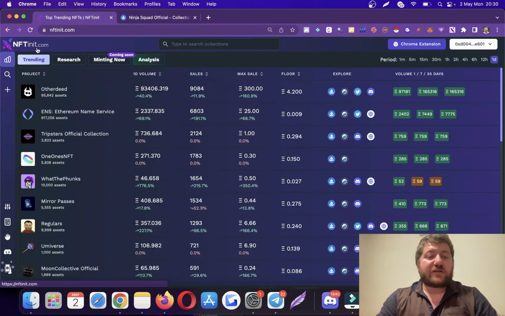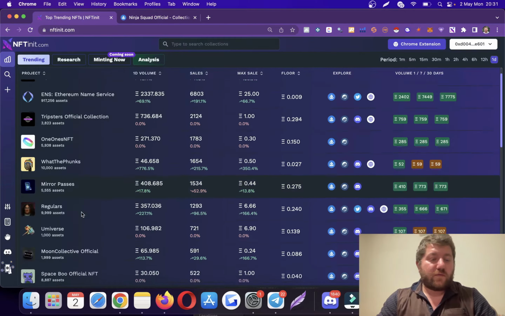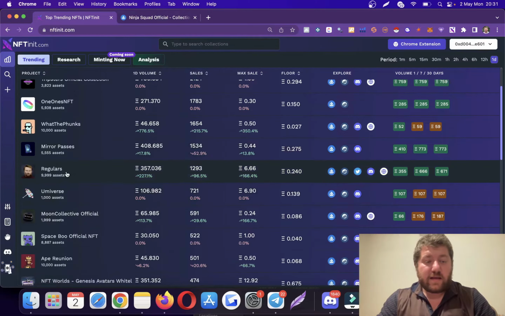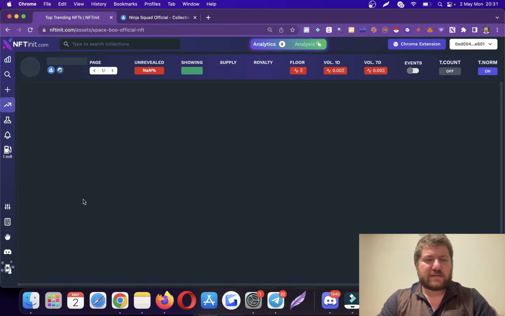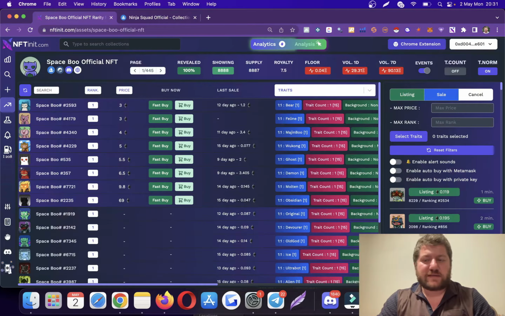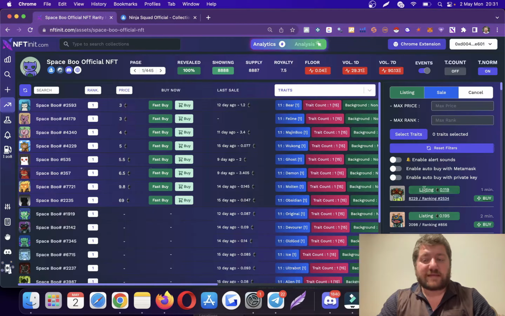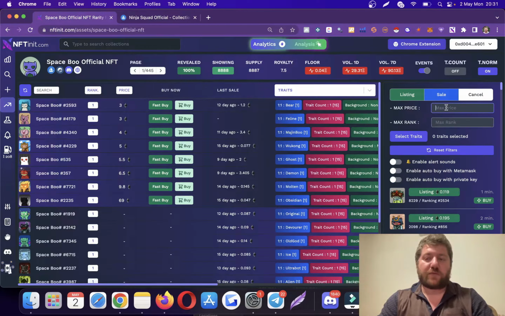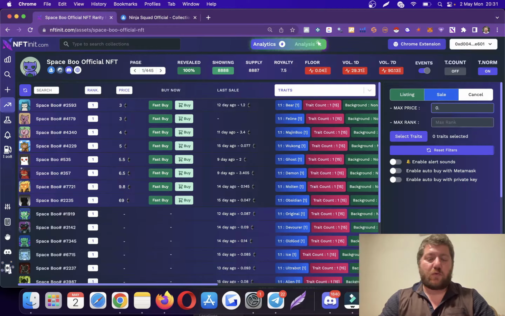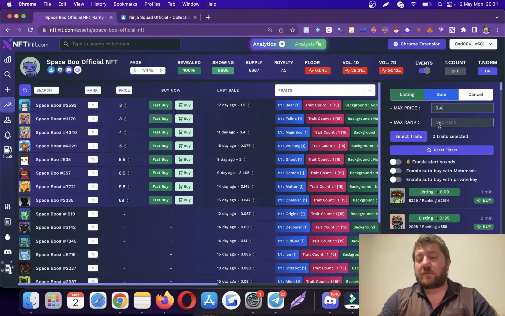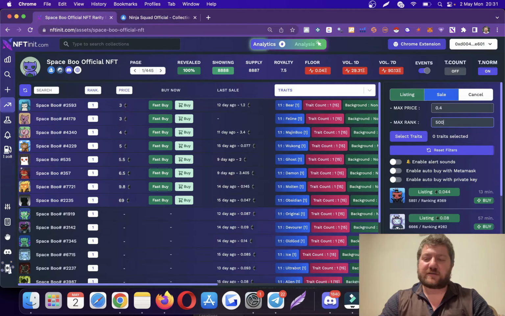And actually, in order to show you guys what I mean, let's check one of the collections here. For instance, this one, Space Boo, it is revealed. You see there is a lot more going on in the listings. There are so many active listings. So what is the floor price now? 0.04. We can type 0.4 here, but we can say, you know what, show me the NFTs that are listed in the first 500 positions.